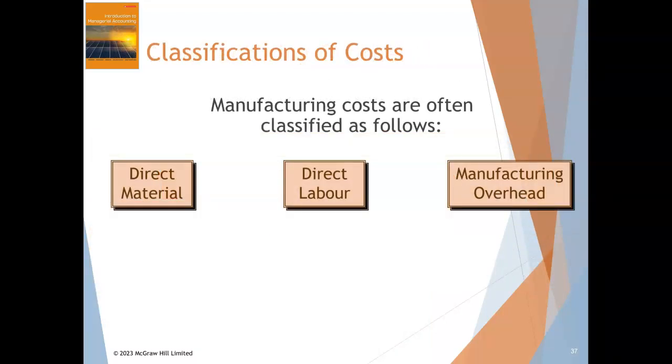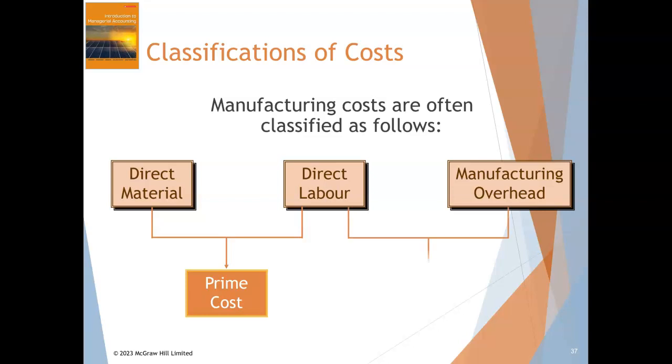Classifications of costs. Manufacturing costs are often classified as follows: direct material, direct labor, and manufacturing overhead. Direct materials plus direct labor equals prime costs. And direct labor plus manufacturing overhead is also referred to as conversion costs.